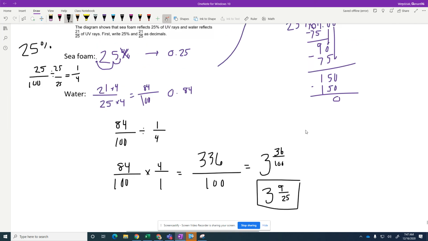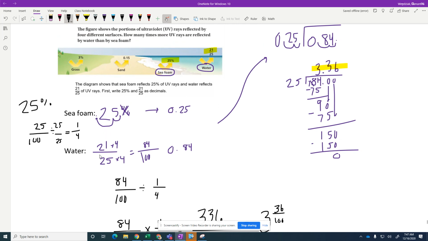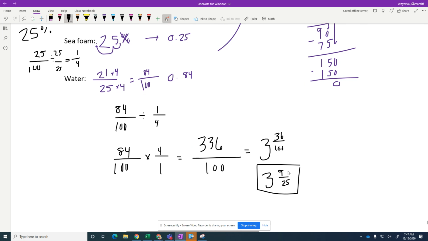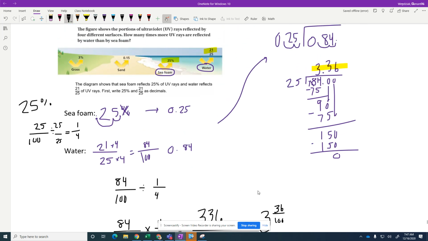So the UV rays are reflected by water 3 and 9/25 times more than they're reflected by seafoam.